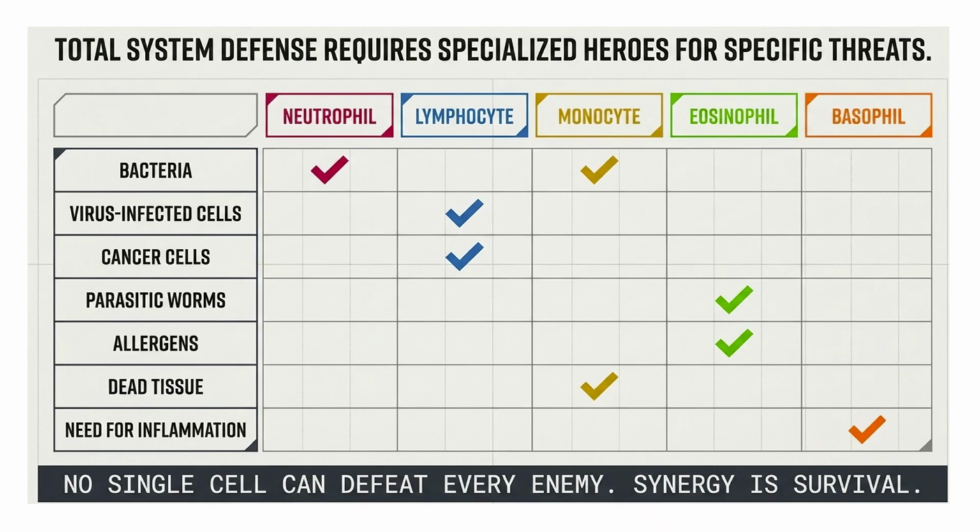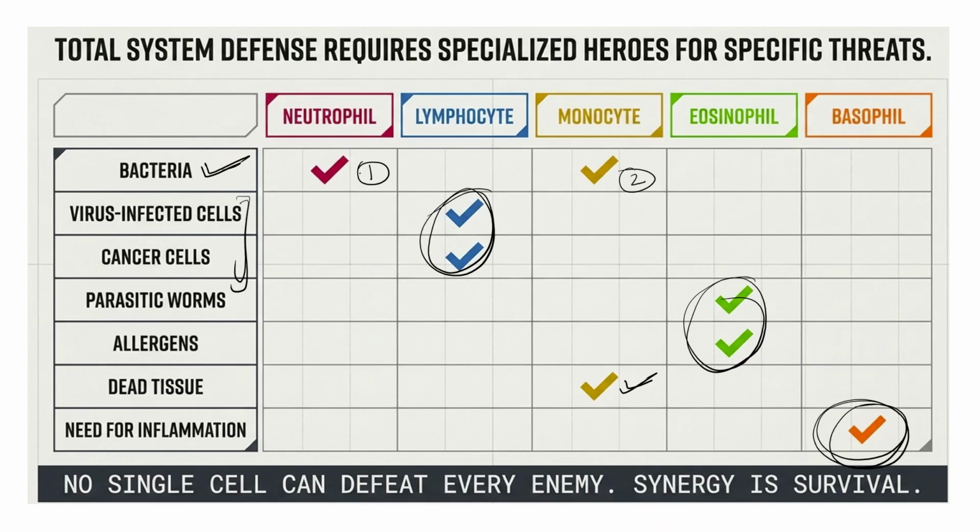So once again, this is a mind map. You can see for bacteria destroying, neutrophil and monocyte. For virus infected and cancer cell, these are the lymphocytes. Clear? For parasitic worm and allergy, eosinophil. To remove the dead tissues, also again monocyte. And for inflammatory response, we want the help of basophil because it will release histamine. You can check, one video is also there for histamine.